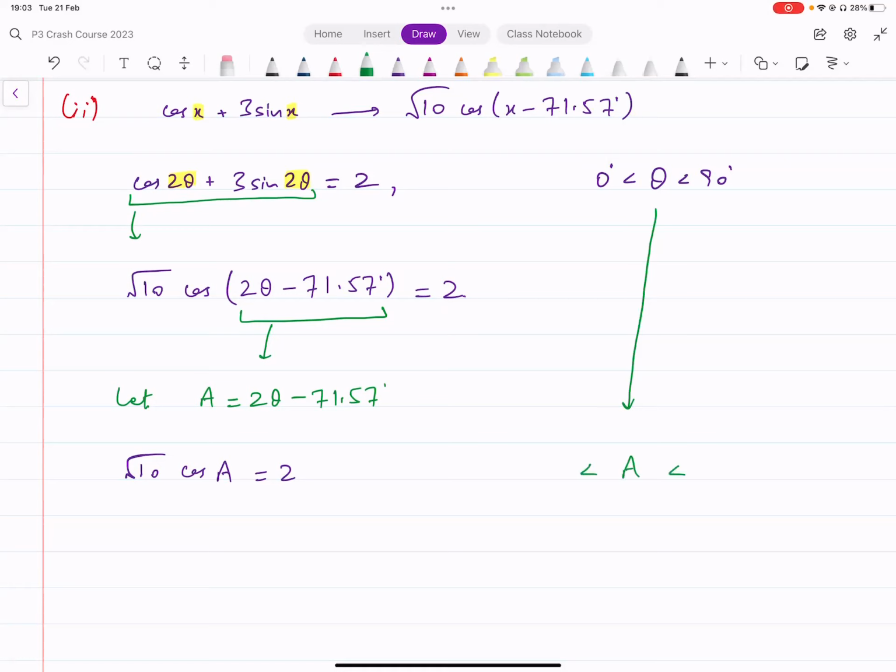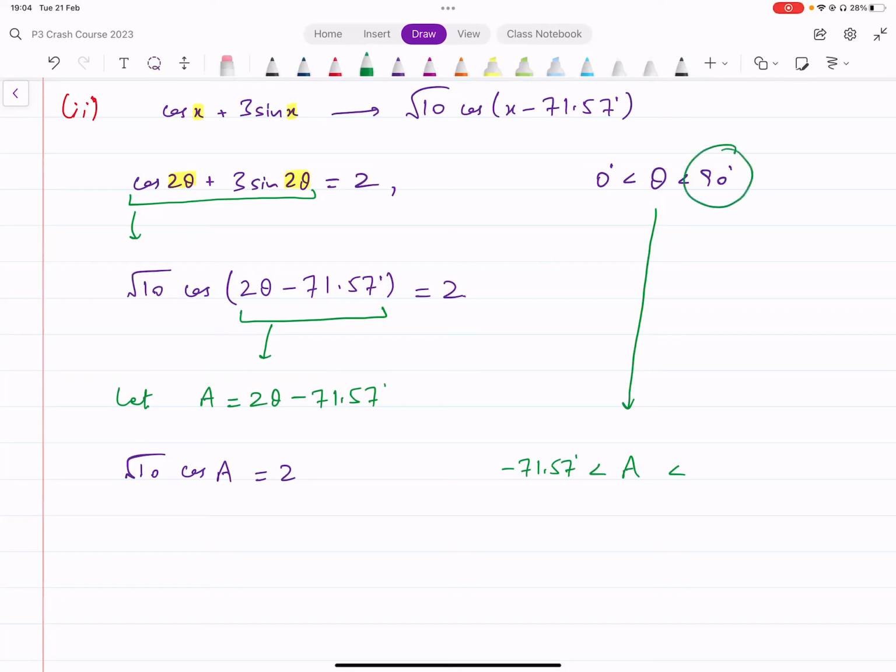How do you do that? What you can do is you can say, let's input 0 in this. If you input 0 in place of theta in this, what do you get? What value of a do you get? 2 times 0 minus 71.57. So the value of 0 there corresponds to minus 71.57 here. That's the minimum value of a that you could have in the interval.